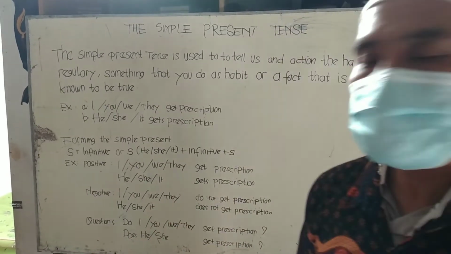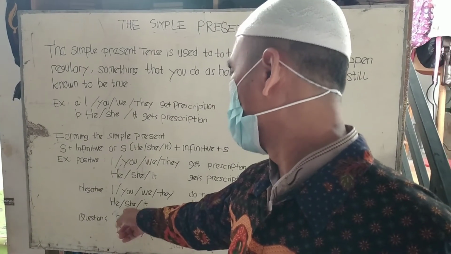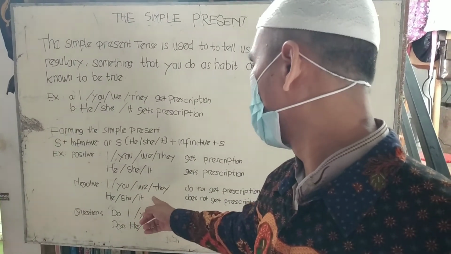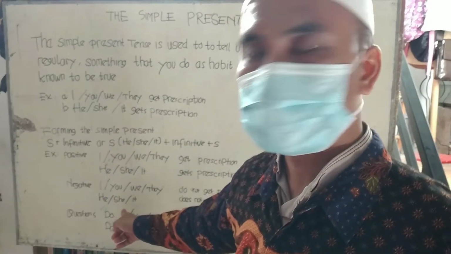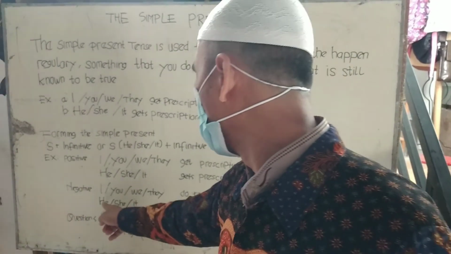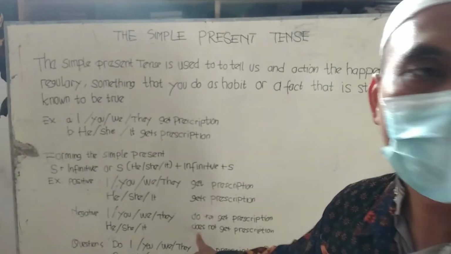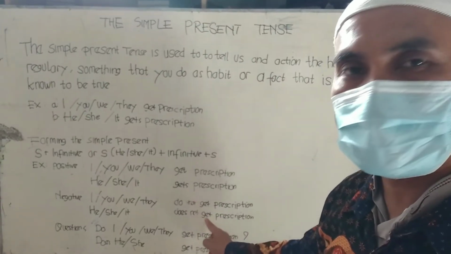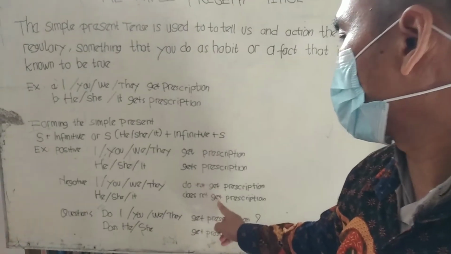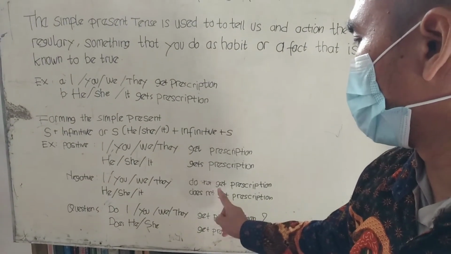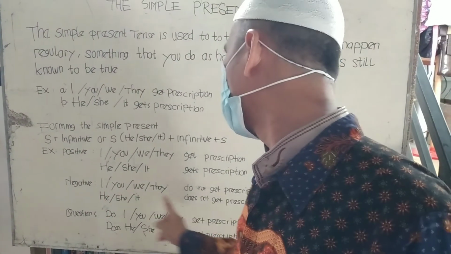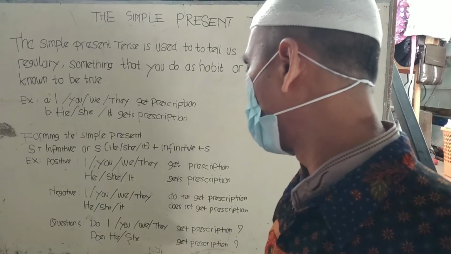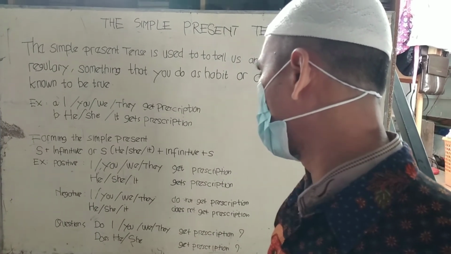And then compare to the third person singular, which is different from the plural subject. He does. So you use does as an auxiliary verb followed by not, and without s on the verb. So you do not add s in the verb itself. For example, he does not get prescription. She does not get prescription. It does not get prescription.